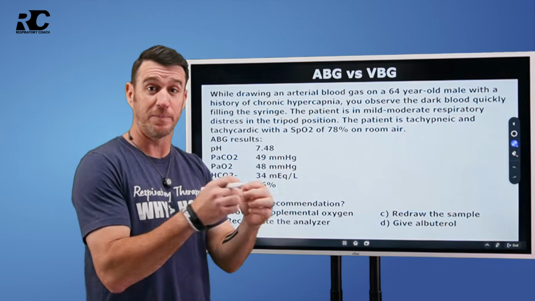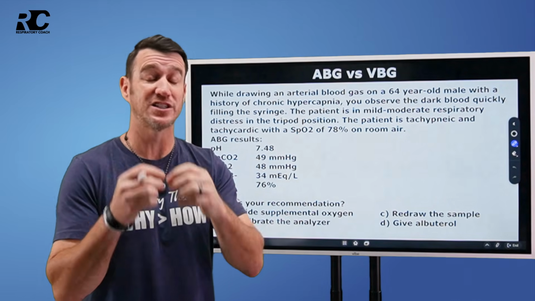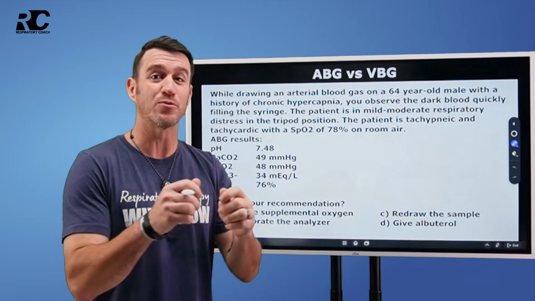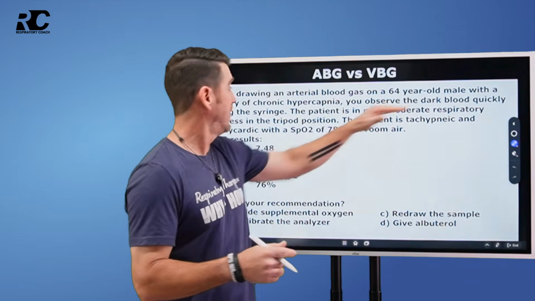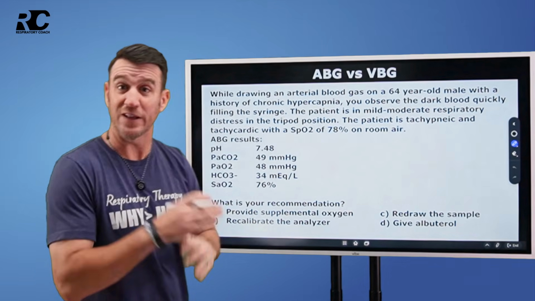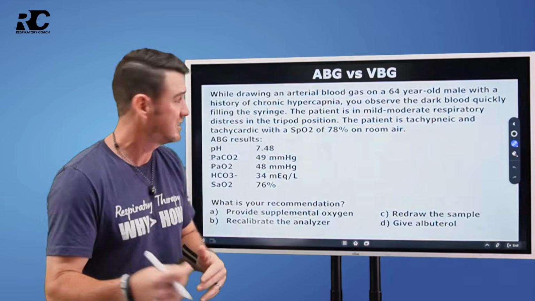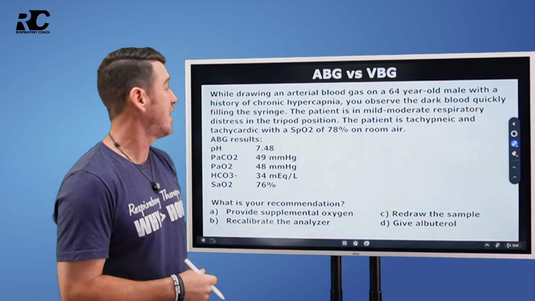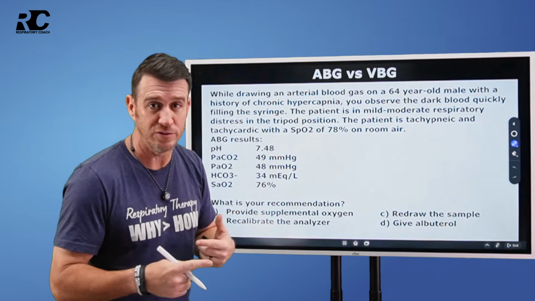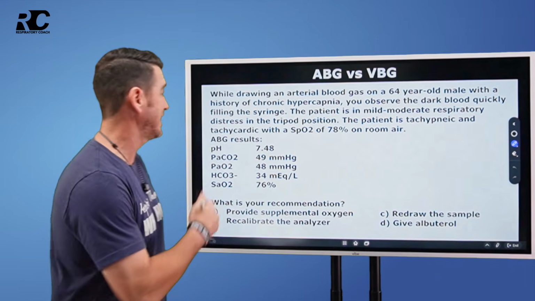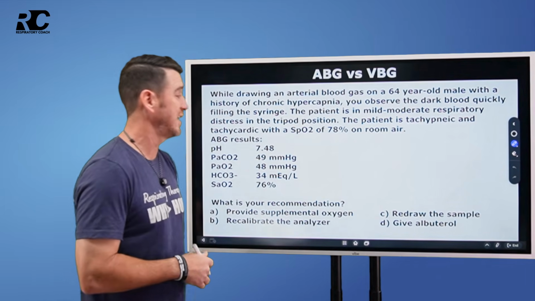We saw dark blood filling slowly. We saw bright red blood filling quickly, and now we have dark blood quickly filling the syringe. So we've got three different variations here. That's all telling us something different. Patient is in mild to moderate respiratory distress, in the tripod position. All of this are clues, right? Patient is tachypneic and tachycardic. You got an SpO2 of 78% on room air.